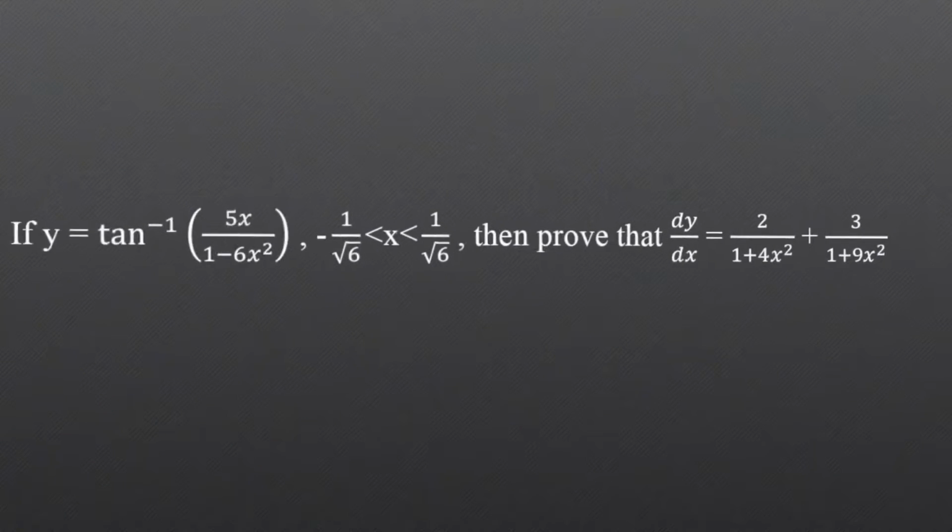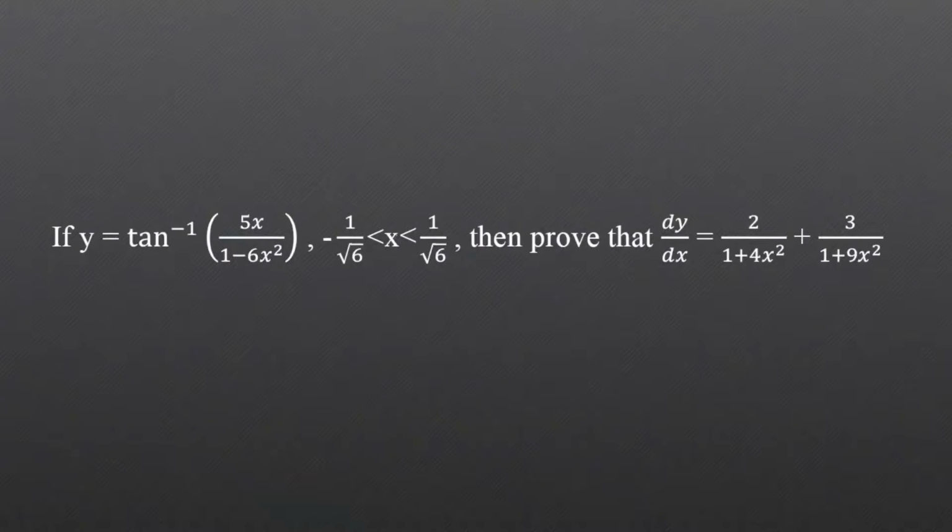Now let's move on to the next question. If y is equal to tan inverse of 5x divided by 1 minus 6x square, where minus 1 by root 6 is less than x less than 1 by root 6, then prove that dy by dx is equal to 2 divided by 1 plus 4x square plus 3 divided by 1 plus 9x square.